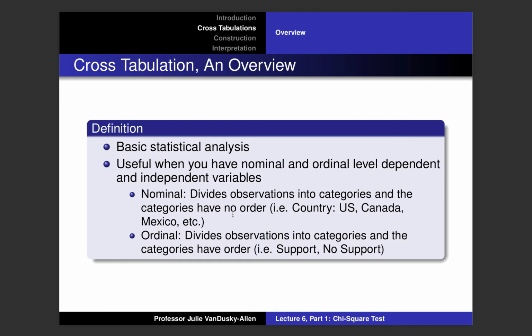A cross-tabulation table allows you to use simple tables to analyze the statistical relationship between two variables. It is most useful when you have nominal and ordinal level dependent and independent variables. Recall that both nominal and ordinal level variables separate observations in your dataset into categories. For nominal level variables, those categories have no order, and for ordinal level variables, the categories do have order.